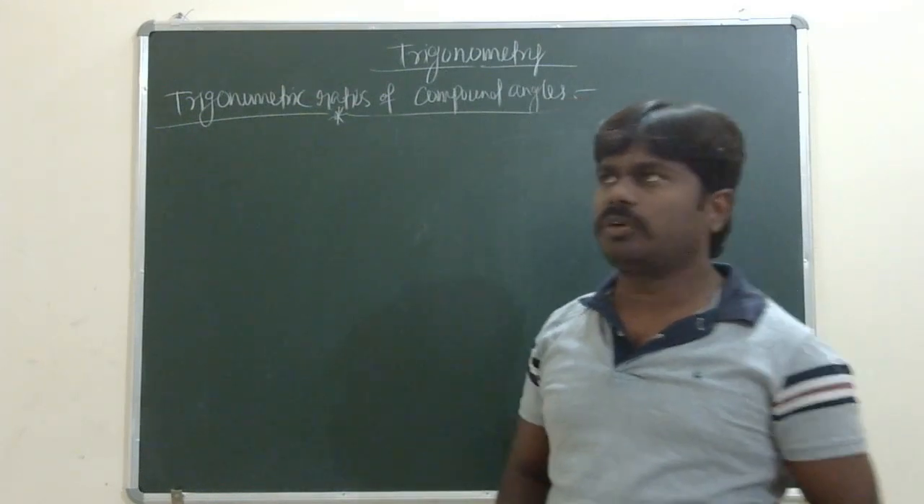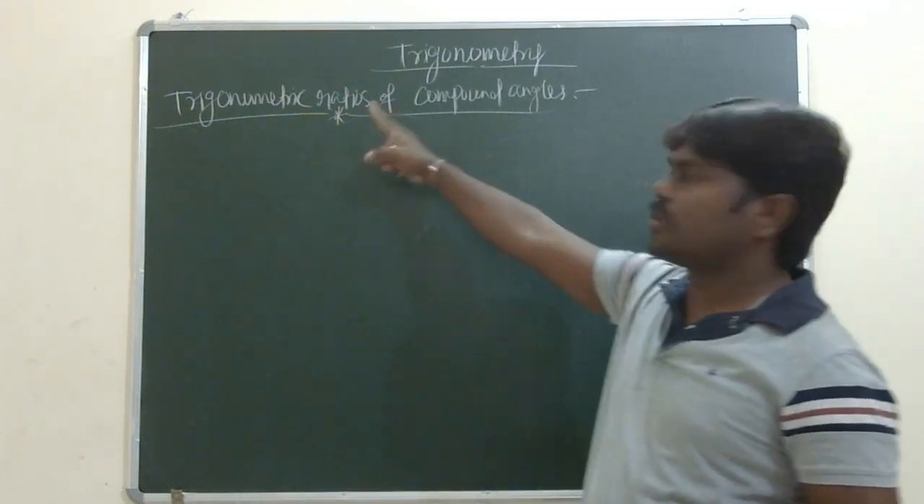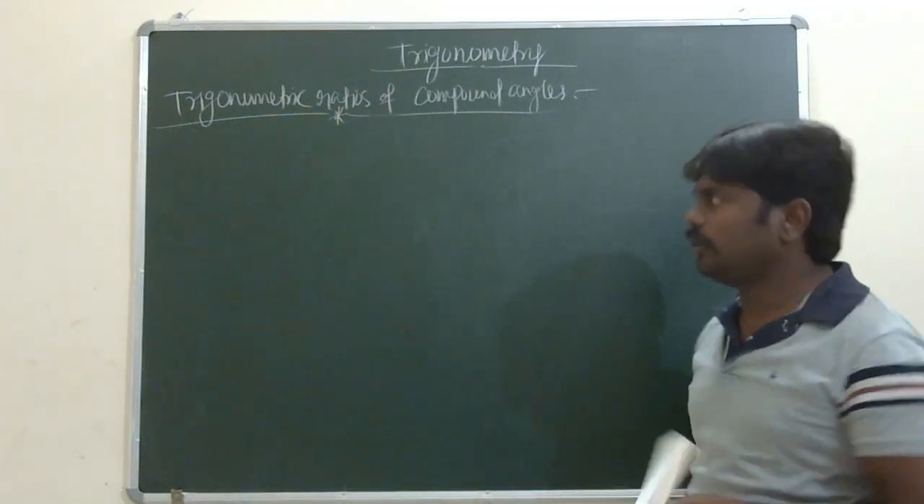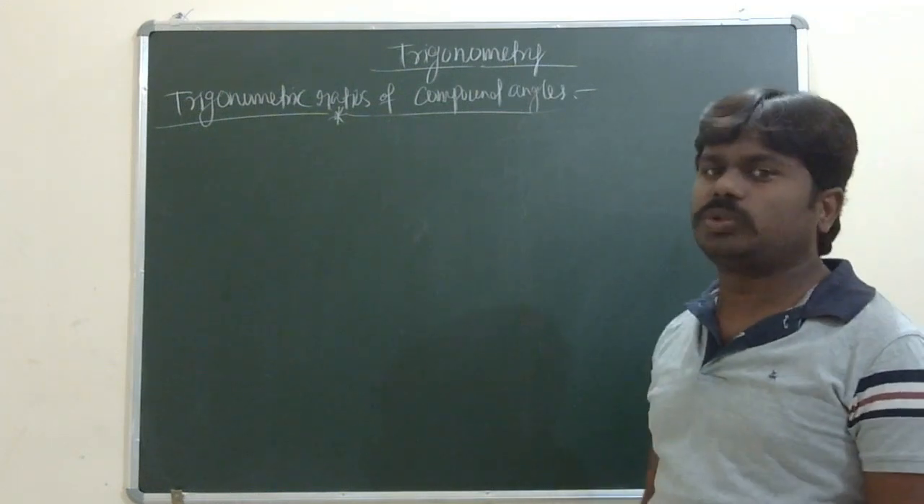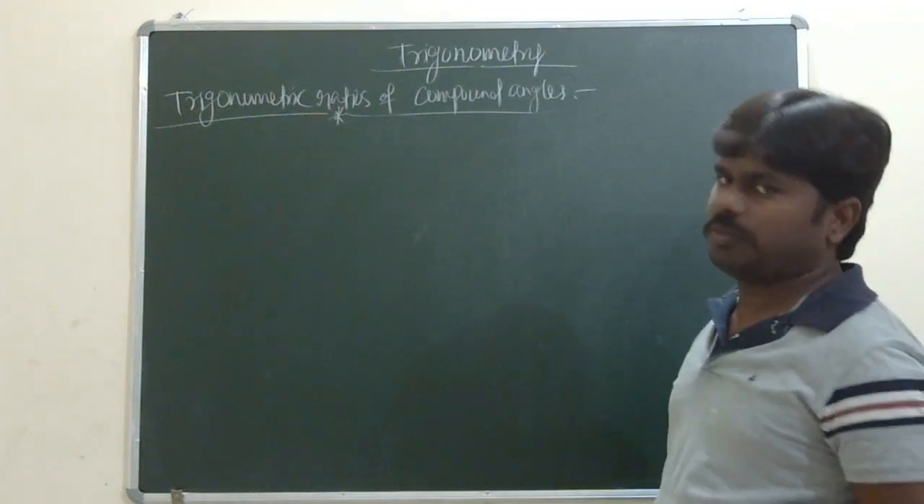In this video, I am going to explain about the trigonometric ratios of compound angles. So first of all, what is meant by compound angle? The algebraic sum of two or more angles is called a compound angle.